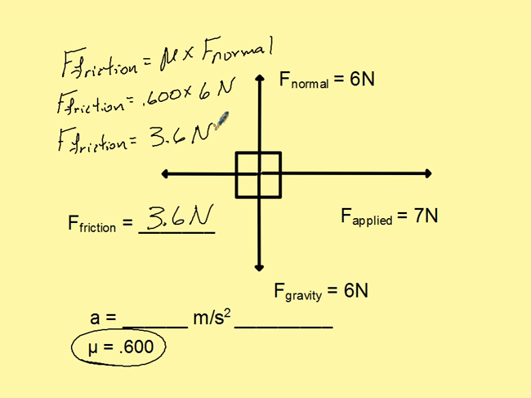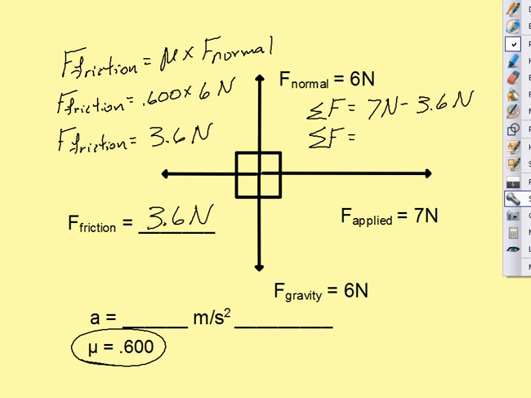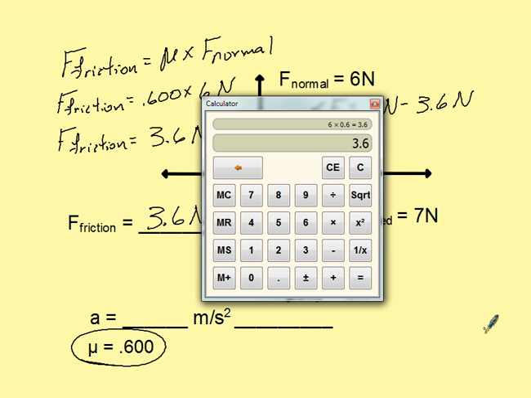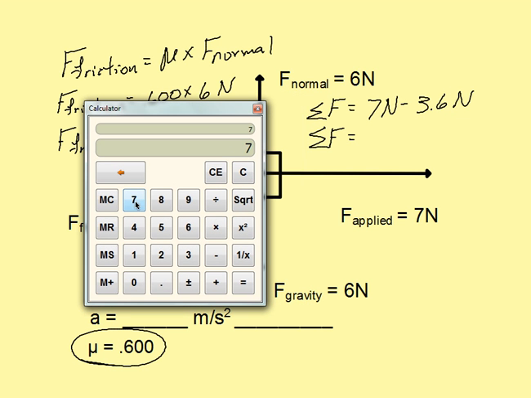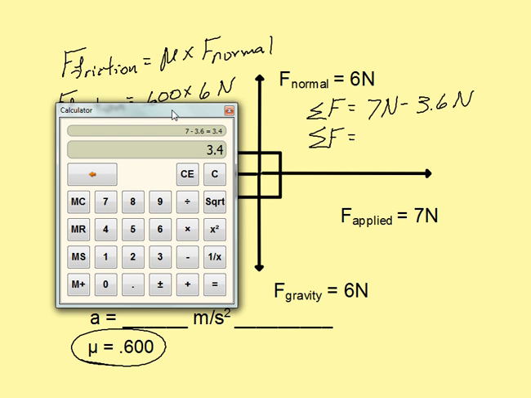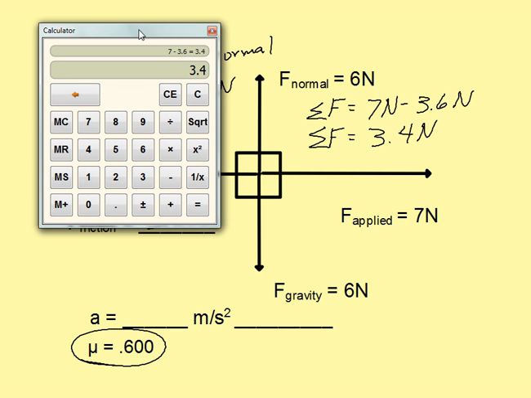Now it's asking for the acceleration. At this point, this problem becomes one much like anything that you've used before. Let me just kind of get where we can see here. The net force on this object is going to be 7 newtons minus 3.6 newtons. So the net force is equal to, grab the calculator one more time, 7 newtons minus 3.6 newtons gives us a net force of 3.4 newtons.